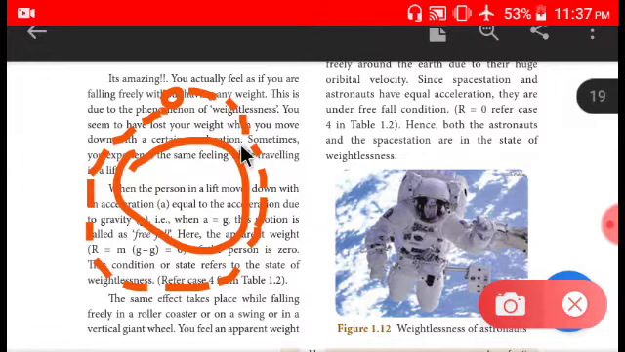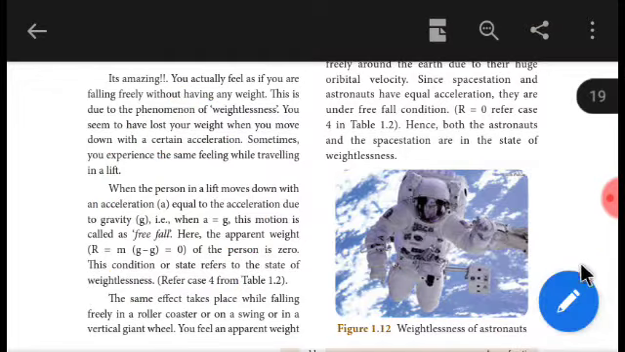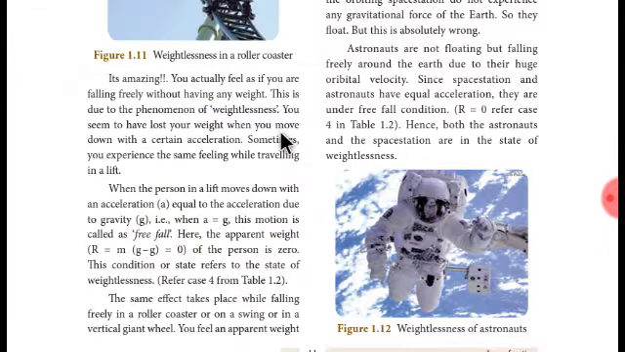ஸோ டியூ டு தட் ஹியூஜ் ஆர்பிட்டால் வெலாசிட்டி, this satellite or space station is continuously rotating or revolving our earth without any disturbance. And since this astronaut is also with that satellite and he is also rotating with that same orbital velocity, I mean that if the satellite is rotating with revolving with 11.2 km per second, then the astronaut will also rotate or revolve with 11.2 km per second.